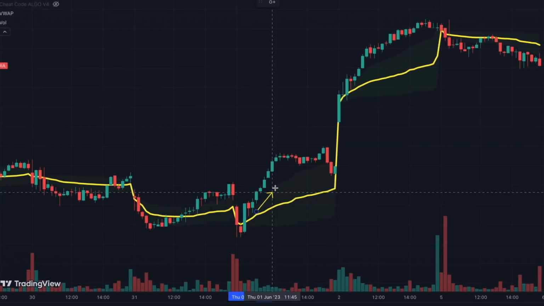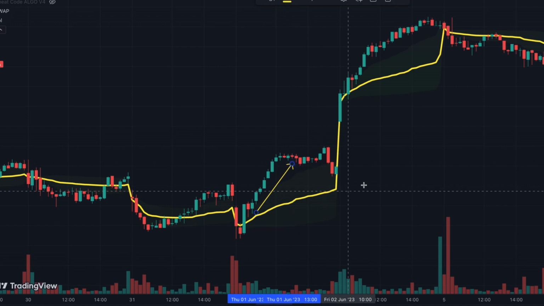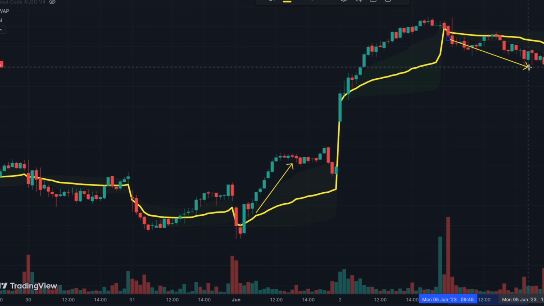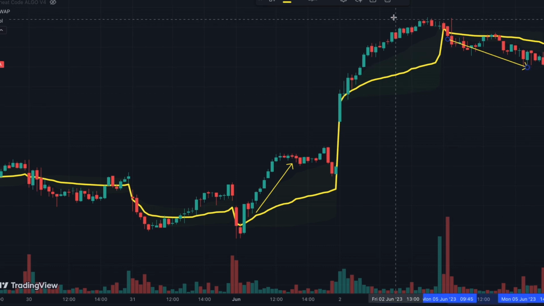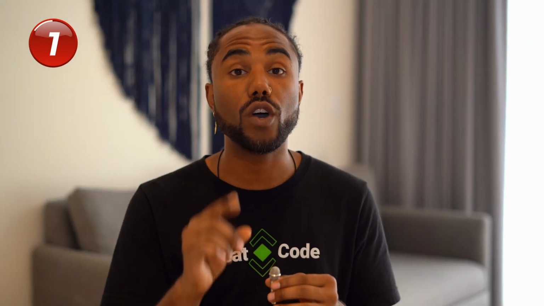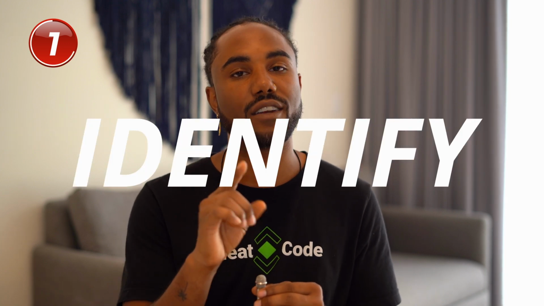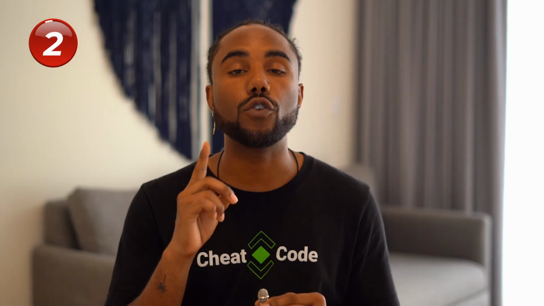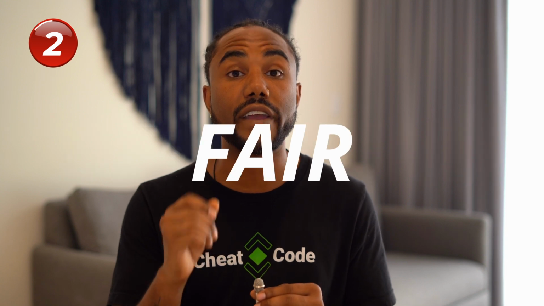Overall, the VWAP indicator is a powerful tool that can help you make more informed trading decisions. By using the VWAP line as a guide, you can filter out the market noise and focus on the overall trend of the stock. Now that you know what the VWAP is and how it works, let's apply it to your trading strategy. Number one, you want to use the VWAP to identify trends. Number two, you want to use the VWAP to determine fair value.